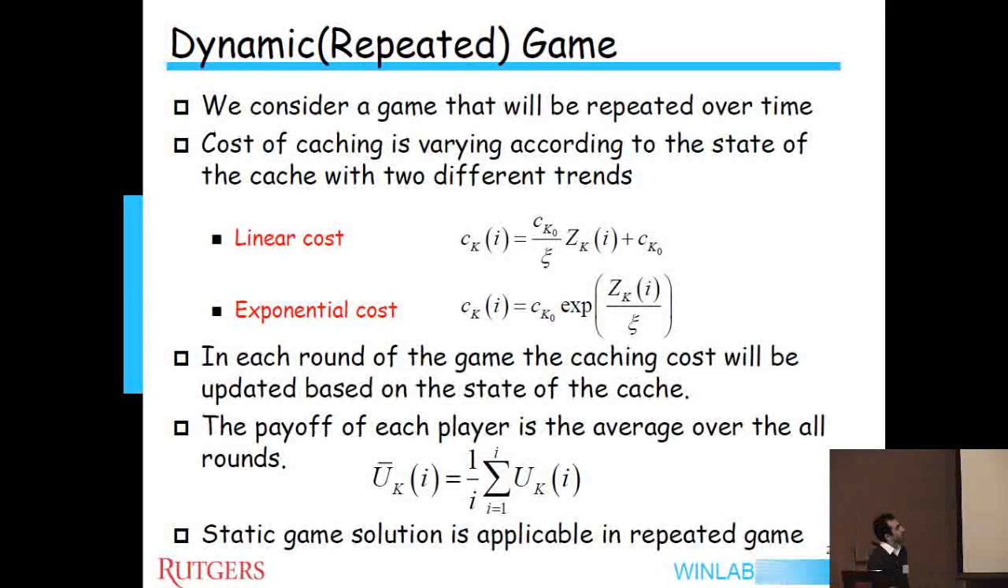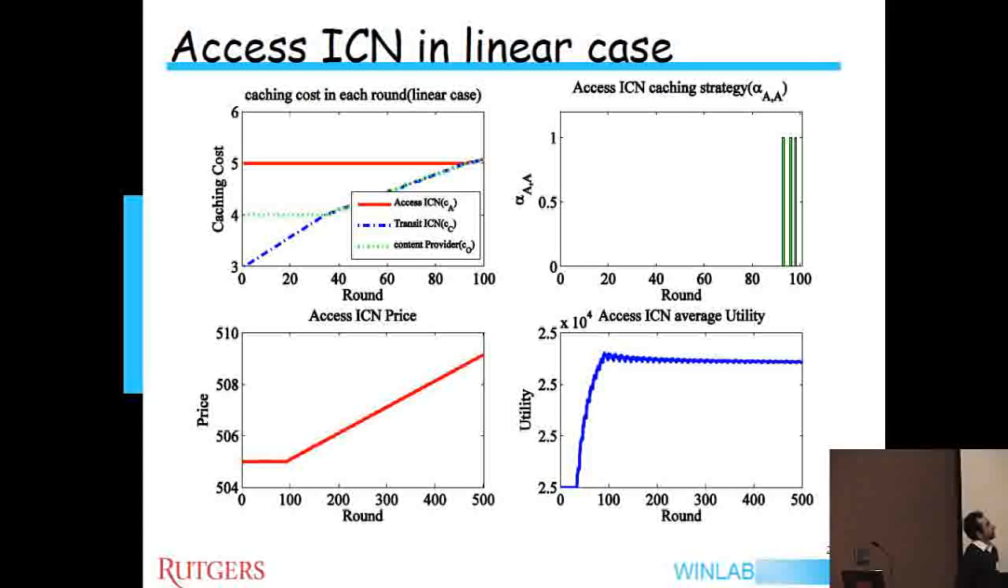To summarize our discussion, these are some figures that we have from our numerical analysis. This page is for access ICN in the linear case. The top left figure shows us the caching cost versus the round. You can see that for some time the caching cost is fixed, and after some time it starts to increase. For example, for the red line, that is for access ICN, it is fixed until round 90 something, and after that it increases linearly.